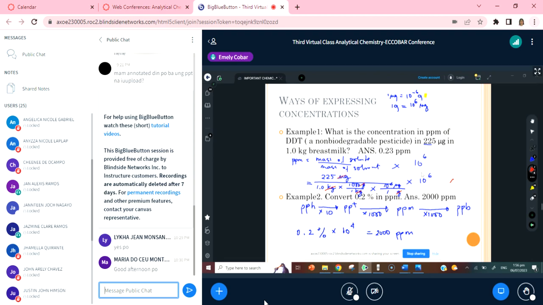So, cancel microgram. Now, perform the mathematical operation. Okay, so sa denominator natin, we have 1,000 times 10 to the 6. Di ba? So, 1 times 1,000 is 1,000 times 10 to the 6. Okay? Eh, sa numerator natin, merong 10 to the 6. So, therefore, this 10 to the 6, 10 to the 6 makakancel din. Ano na lang naiwan? 225 divided by 1,000. And 225 divided by 1,000 is 0.225. Okay?